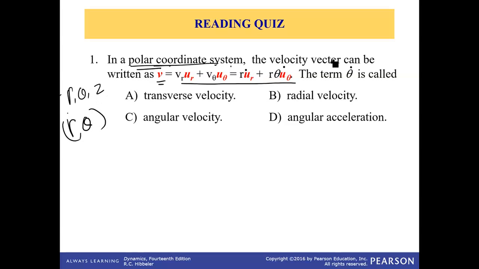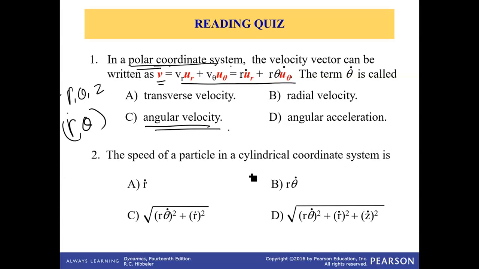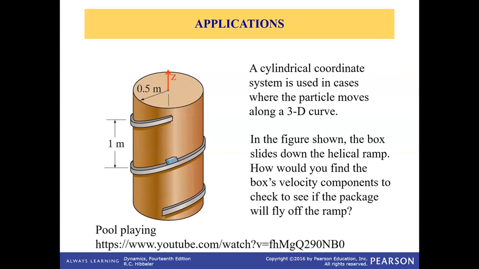In the polar coordinate system, the velocity vector can be defined by this equation, where the term theta dot is called the angular velocity of the particle. And the speed of the particle in a cylindrical coordinate system is defined by this equation. We will learn that through the presentation.